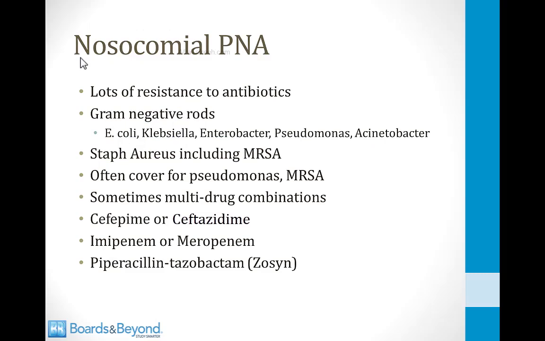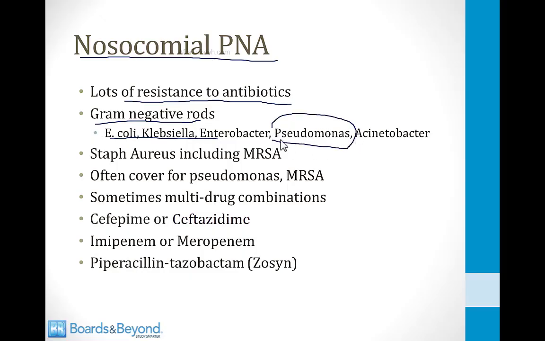If patients get pneumonia in the hospital or the nursing home, then, as I said before, it's called a nosocomial pneumonia. And these are very difficult pneumonias to treat because the bacteria that cause these have lots of resistance to antibiotics. These infections often involve gram-negative rods like E. coli and Klebsiella and Enterobacter, especially Pseudomonas and Acinetobacter. Staph aureus also sometimes causes these infections, including methicillin-resistant Staph aureus.